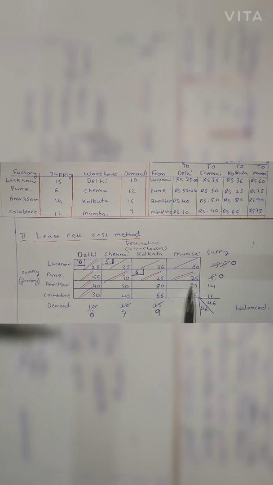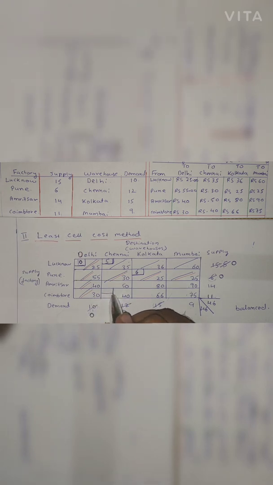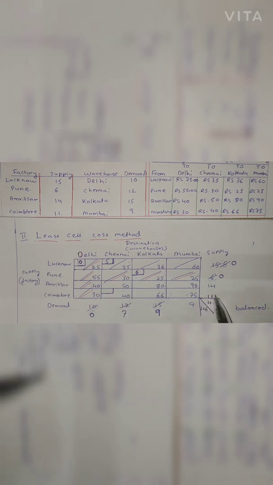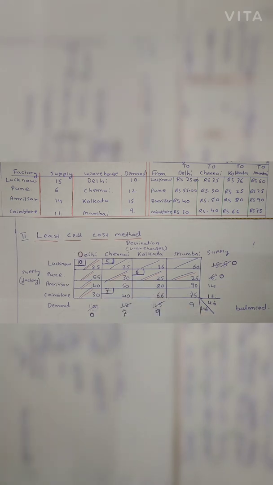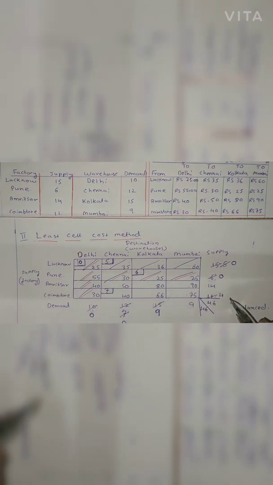Now these 6 cells remain. Among these 6 cells, the lowest one is 40. So at the lowest cell, we'll draw a box. Then we'll check the demand and the supply. For this row you get 11 and here you get 7. Which is lower? The lower is 7. So we'll write the 7 over here. You subtract this value from demand and supply. 7 minus 7 you get 0, and 11 minus 7 you get 4. Since this column has become 0, we have to eliminate it.